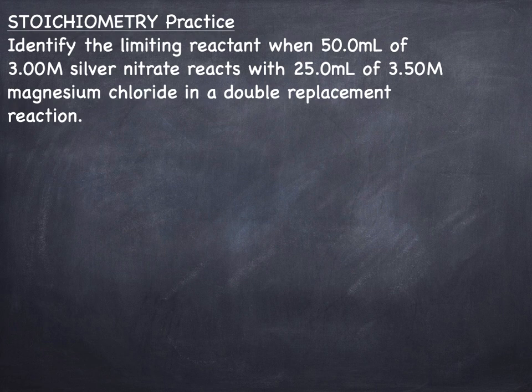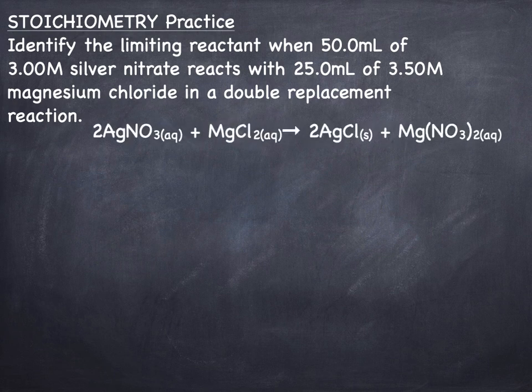All right, so let's go ahead and work through this together if you've taken some time to do it. We need a balanced chemical equation first. So there we have 2 moles of silver nitrate, 1 mole of magnesium chloride is going to produce 2 moles of silver chloride, and 1 mole of magnesium nitrate. The silver chloride is going to be the precipitate in this double replacement reaction. We're going to put our given pieces of information on our chemical equation there.